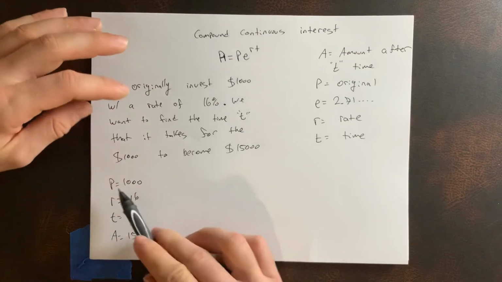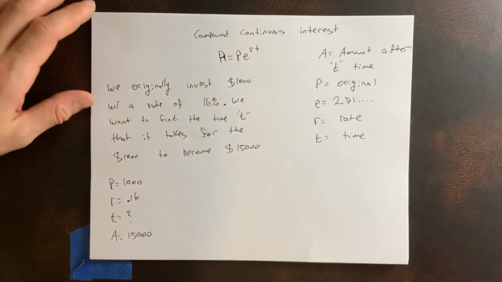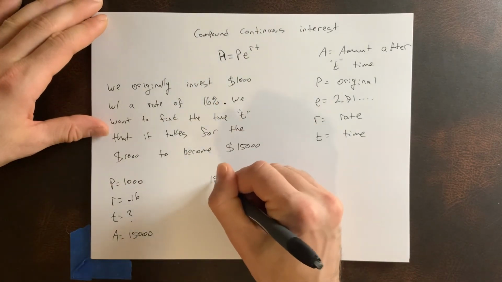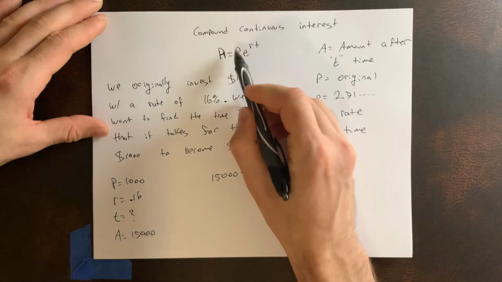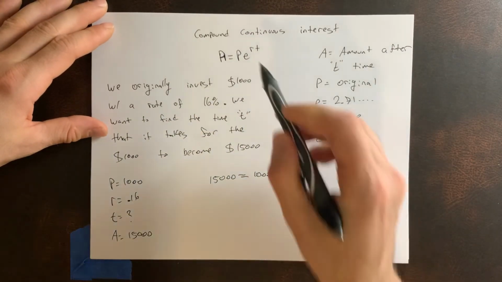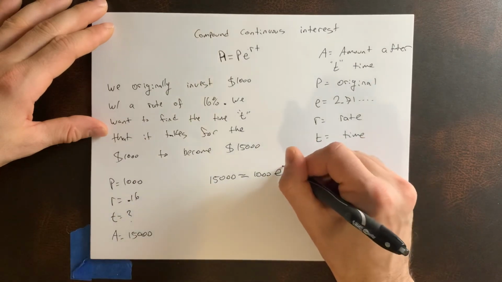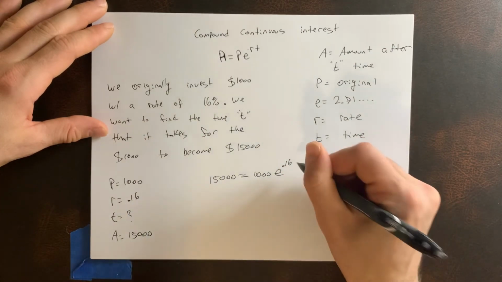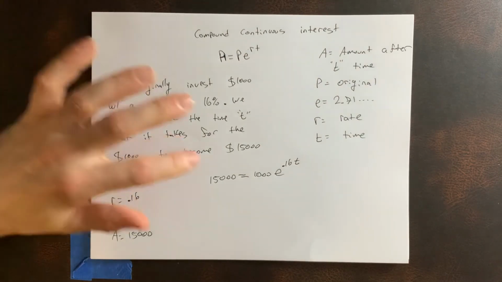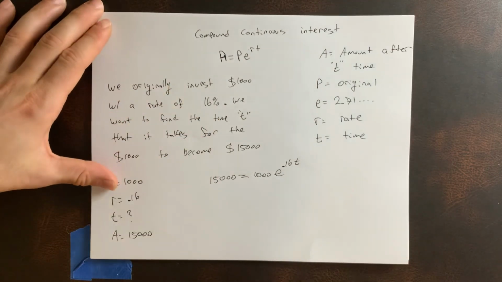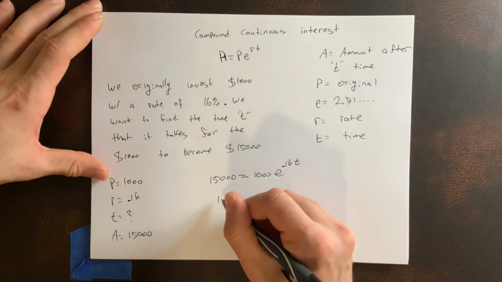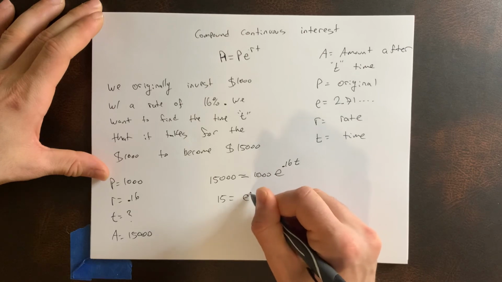So now all we have to do is fill in all these variables and then solve for the unknown. So our A, that's 15,000, equals P. Our P is 1,000. Then we have an e. Then we have our r, that's 0.16. And we don't know what t is. That's what we're solving for, so we're going to leave it in there. This is just like the very first problem that we did from this section. So we can divide the 1,000 over, and we're going to get 15 is equal to e to the 0.16t.